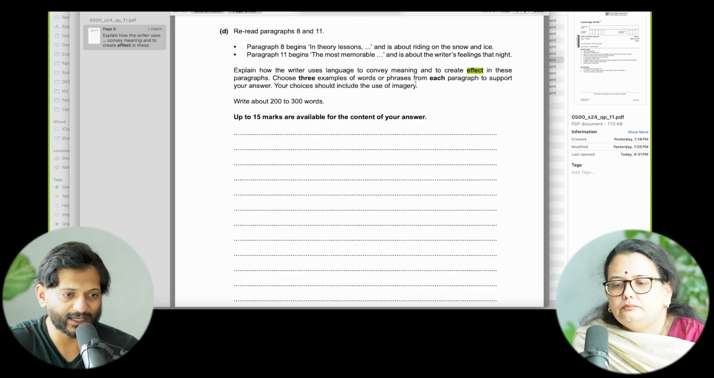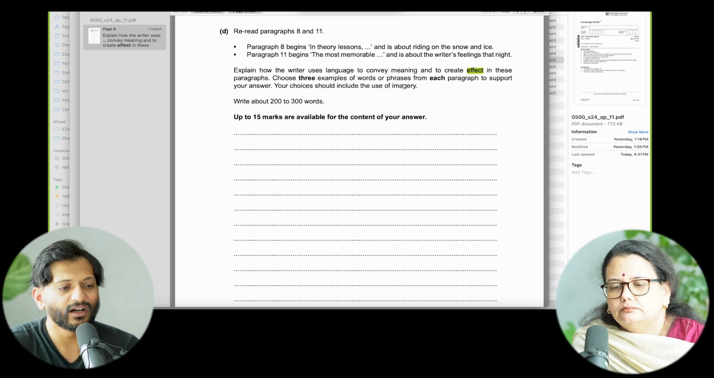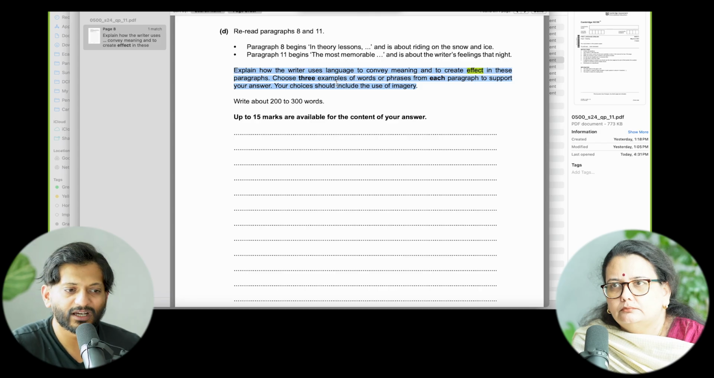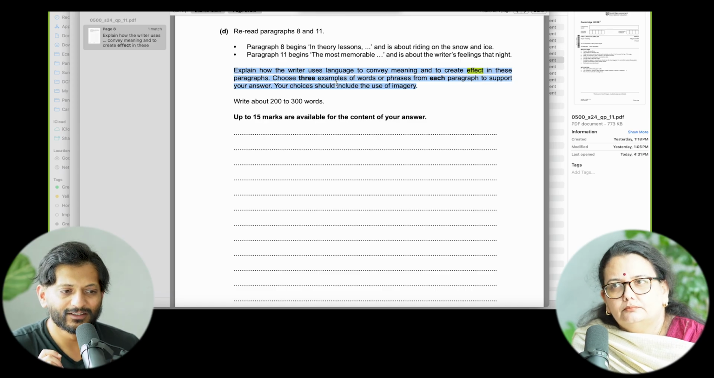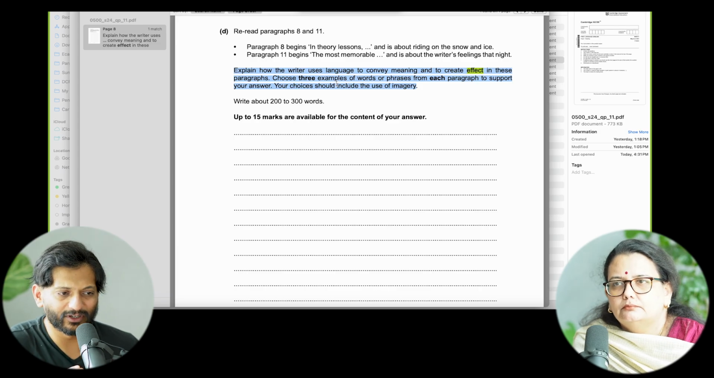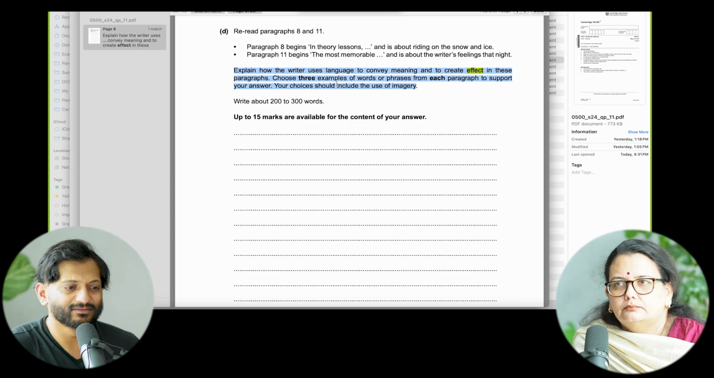Explain how the writer uses language to convey meaning and create effect in these paragraphs. Choose 3 examples of words from each paragraph to support your answer. Interesting. So I guess these were some of the questions where you have to apply more of your mind. But while I'm reading this, I still feel like it's not so open-ended. With each of these things, you have to figure out what effect is being created, and give a few examples, which are again right there in your text.